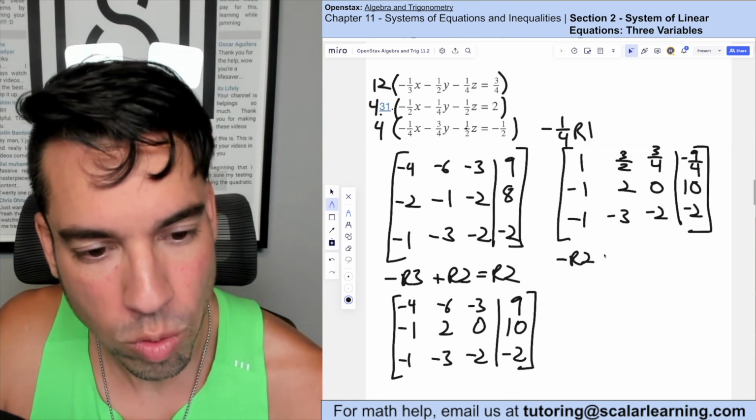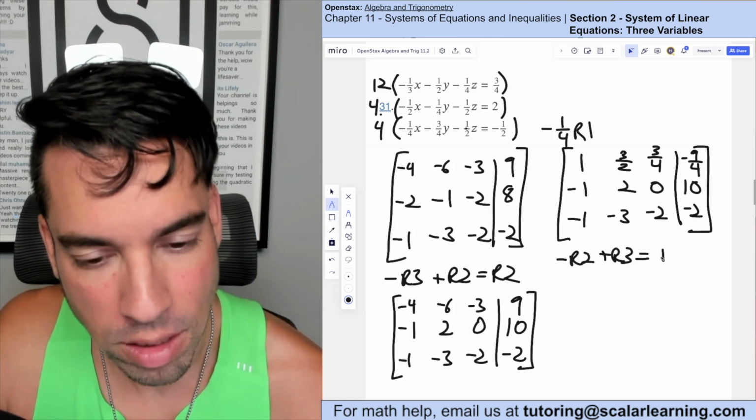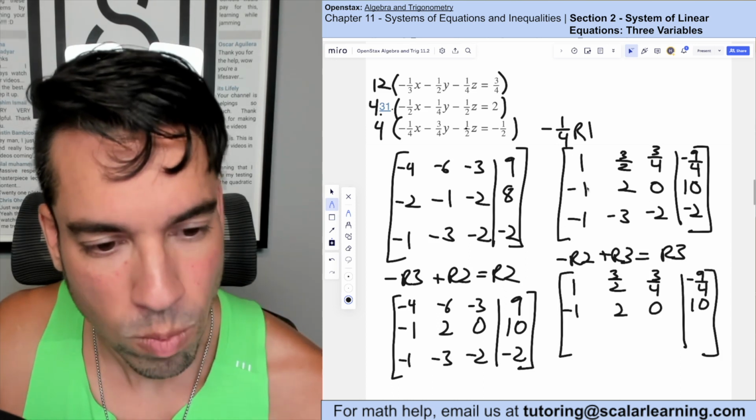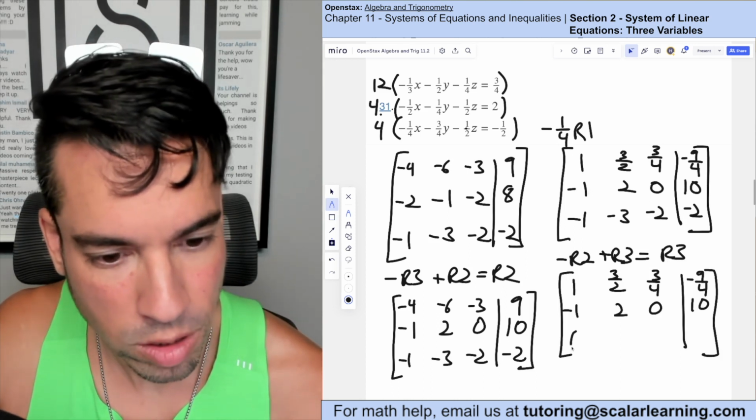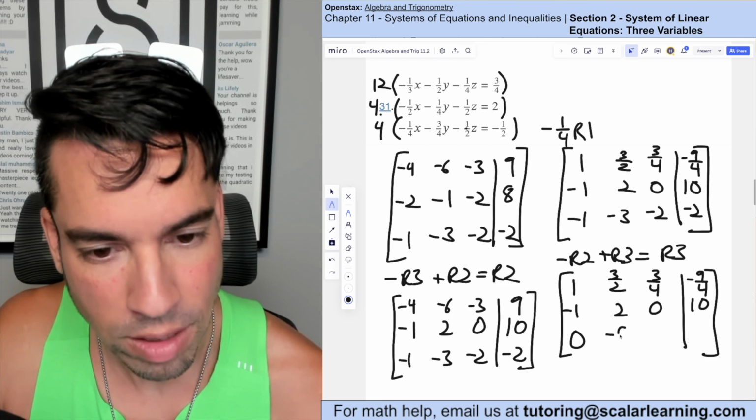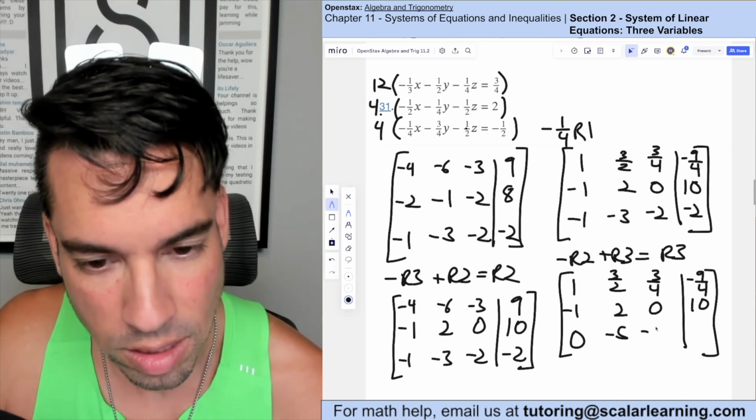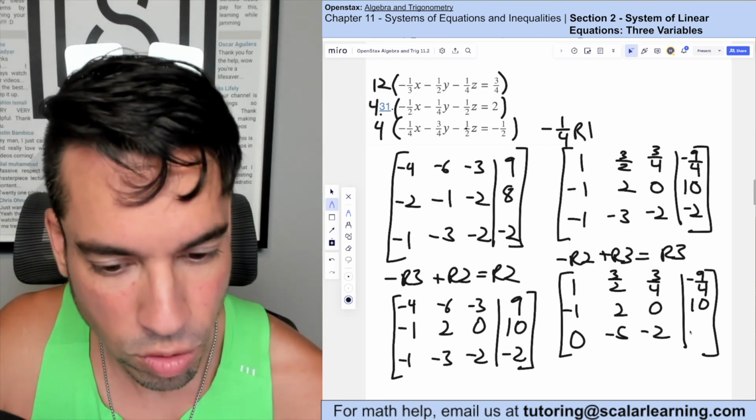row 2 to row 3. So I'm going to start with that, and that's going to give us a new row 3. Let's write it out. So we got negative 1 plus negative 1 is 0. Negative 2 plus negative 3 is negative 5. Negative 0 plus negative 2 stays negative 2. Negative 10 plus negative 2 is negative 12.